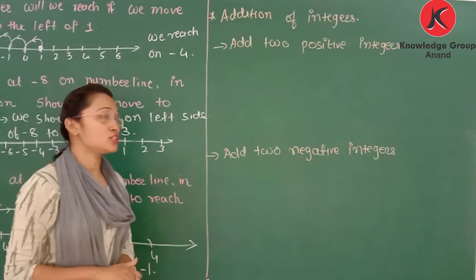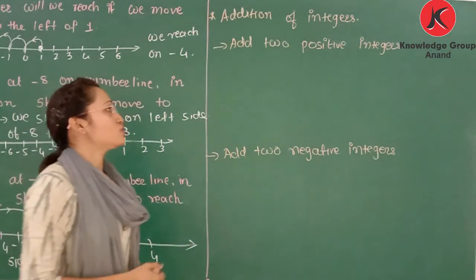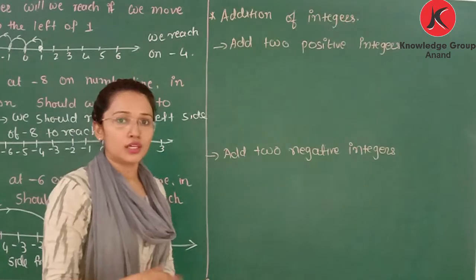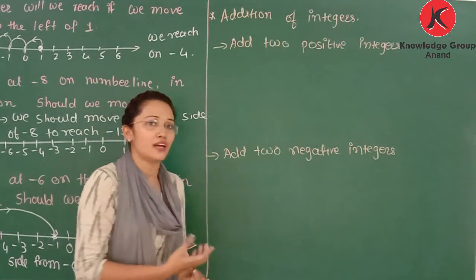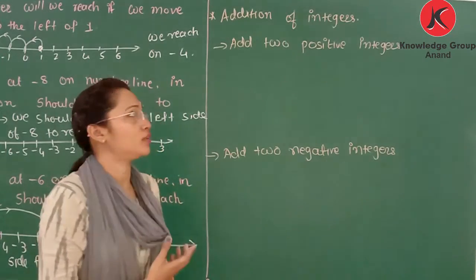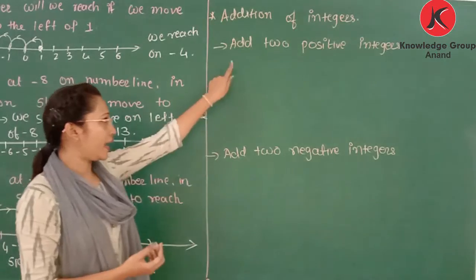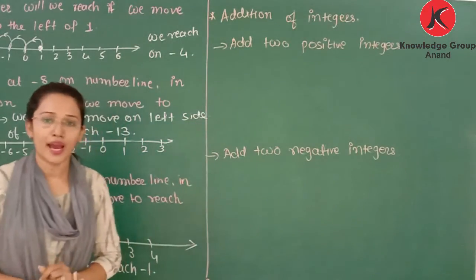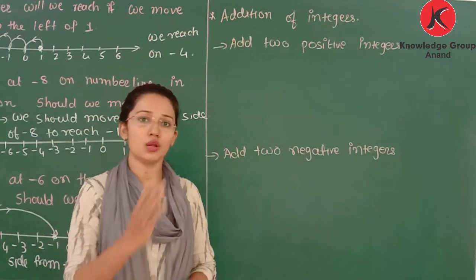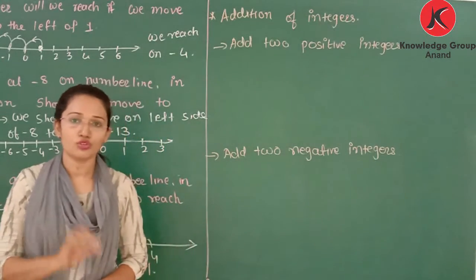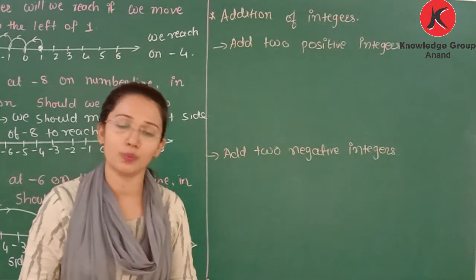Addition of integers, a very important topic. You will learn this topic further in 7th standard, but here in 6th standard you have some basic knowledge about addition of integers. So let's start. Add two positive integers. Now in integers we have three types of numbers: negative integers, positive integers and zero. Whenever it is about positive integers, they are numbers signed with plus.